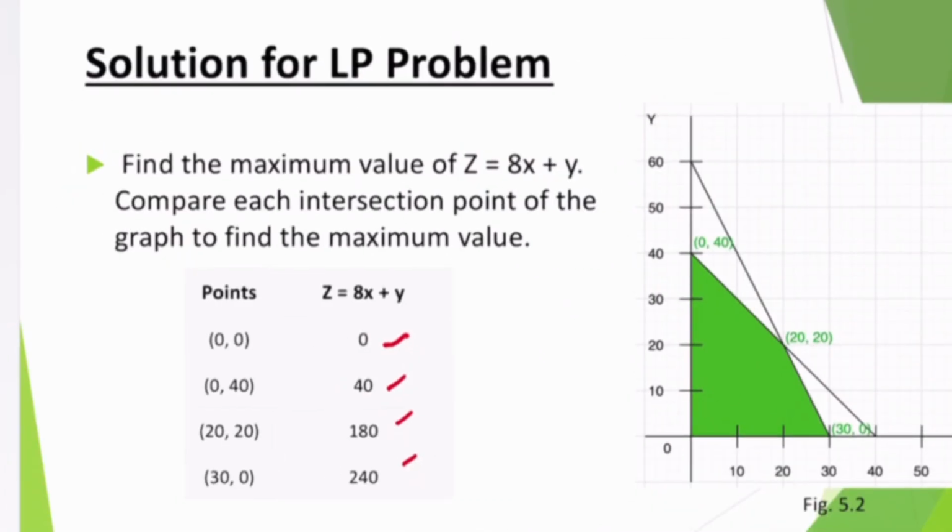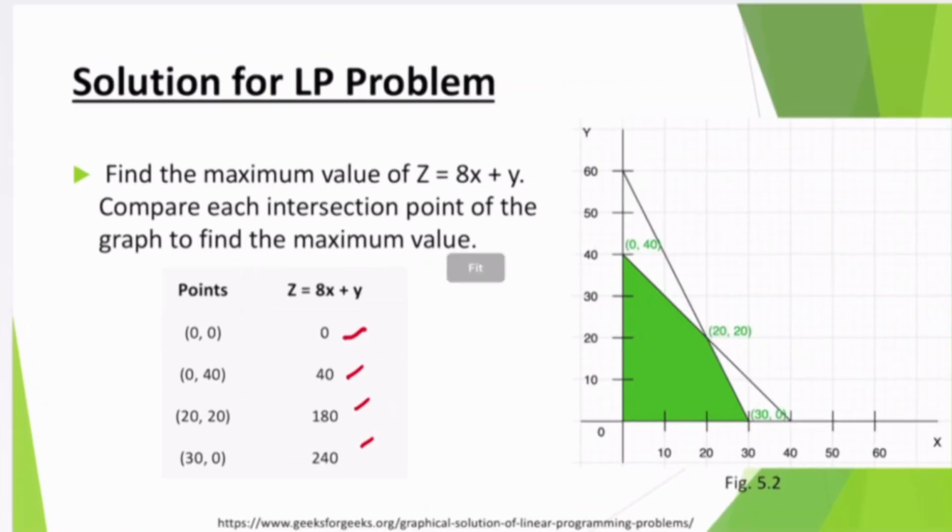So when I plot those points, when it is 0 and 0, I get this point, all right? And then 0 and 40, I get this point, and then 30 and 0, I get this point, okay? This is my 30 and 0, this is my 0 and 40, and this is my 0 and 0. And then finally I get another point which is 20 and 20, all right?